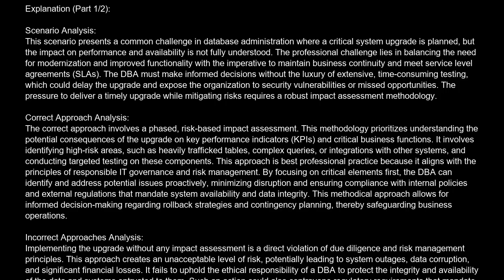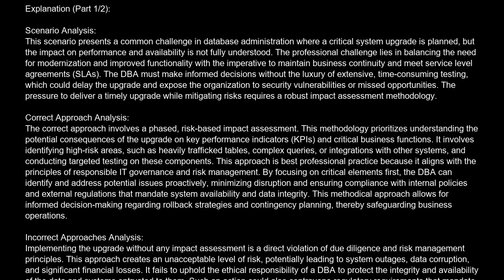Correct approach analysis. The correct approach involves a phased, risk-based impact assessment. This methodology prioritizes understanding the potential consequences of the upgrade on key performance indicators, KPIs, and critical business functions. It involves identifying high-risk areas, such as heavily trafficked tables, complex queries, or integrations with other systems, and conducting targeted testing on these components.